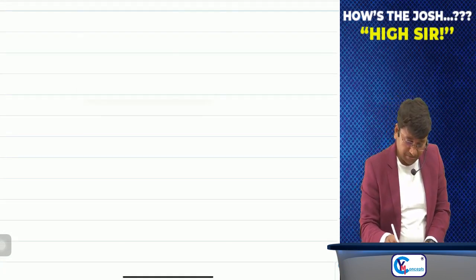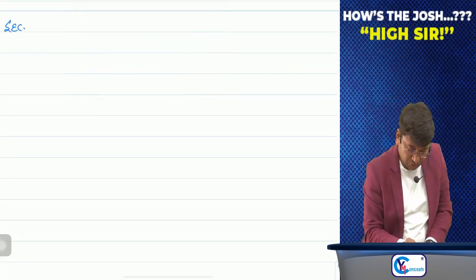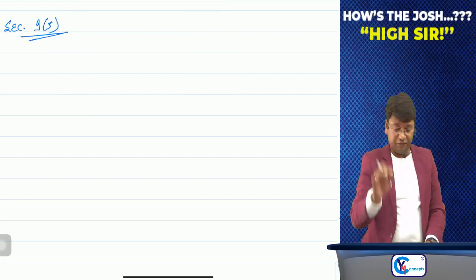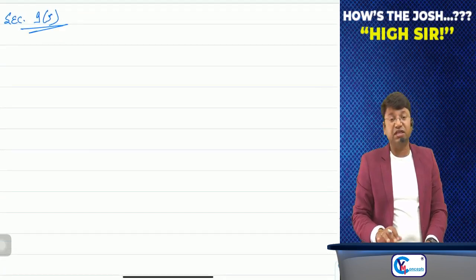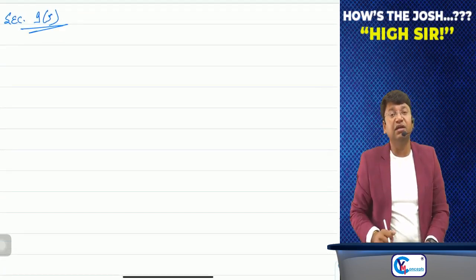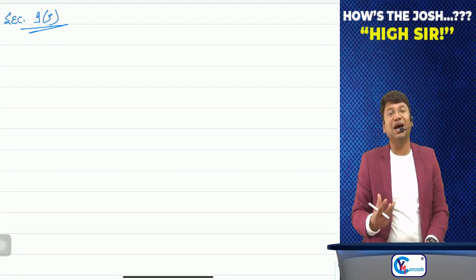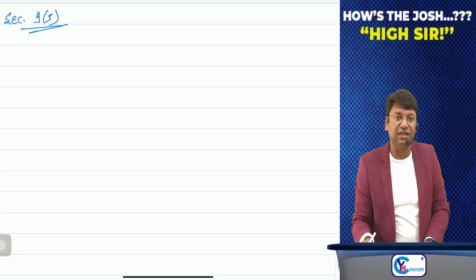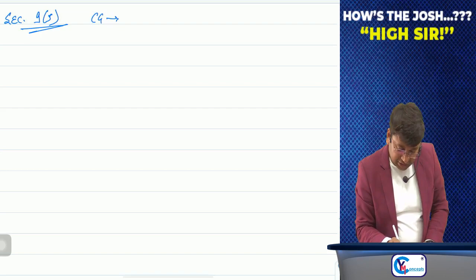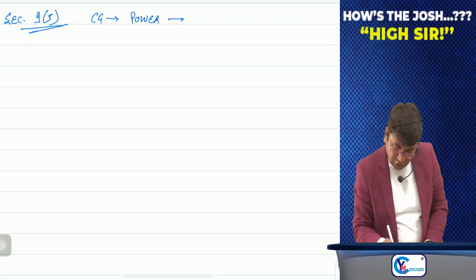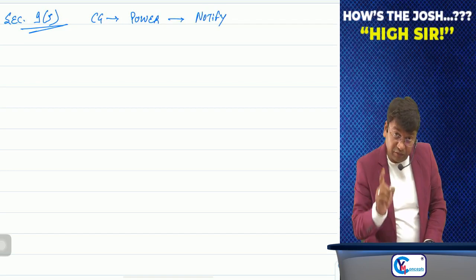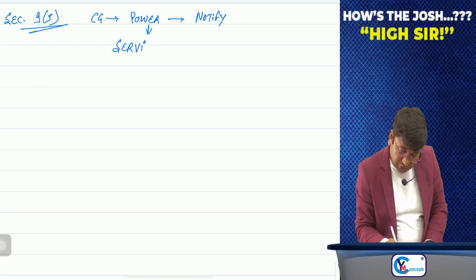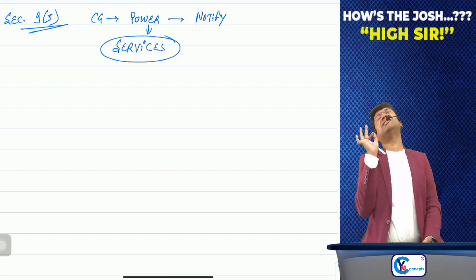Now section number 9 subsection 5. Sir, section number 9 subsection 5, listen to me very carefully. Sir, this is regarding Uber, Ola, sir, Swiggy, all these are covered here. Okay, section 9 subsection 5 says that government has the power to notify, be very careful, has the power to notify certain only services, not goods.